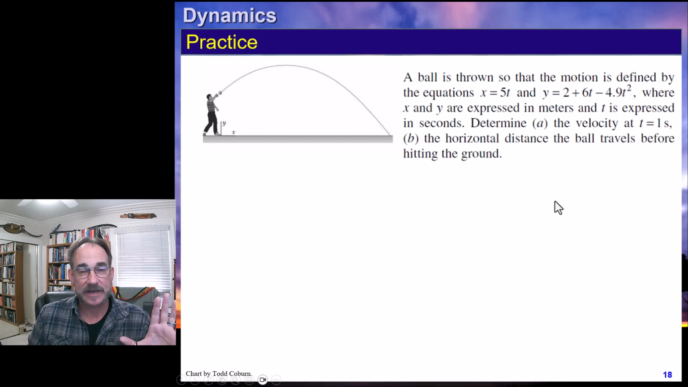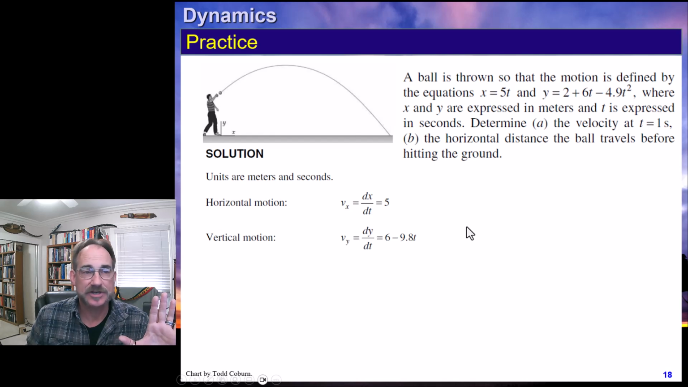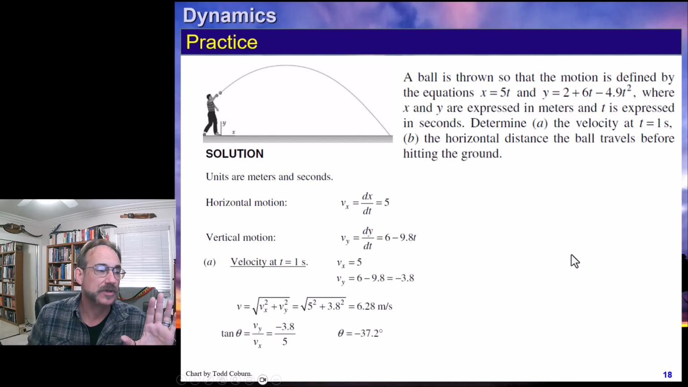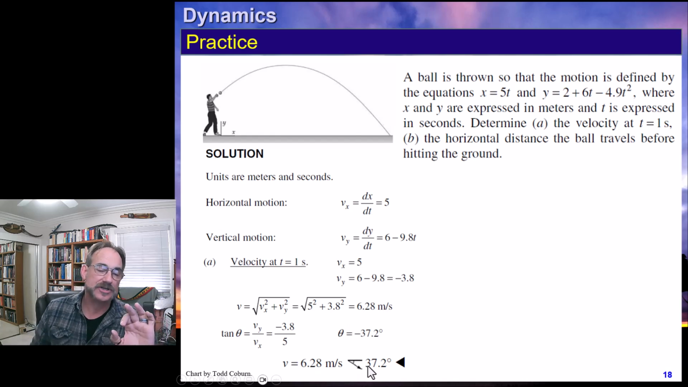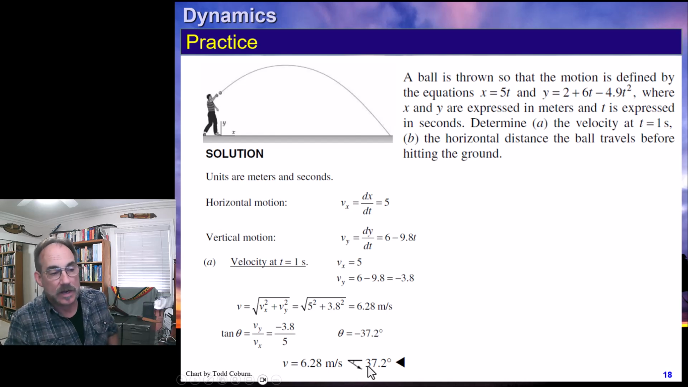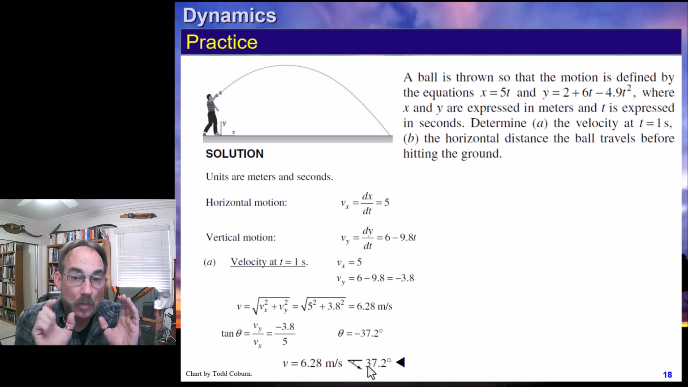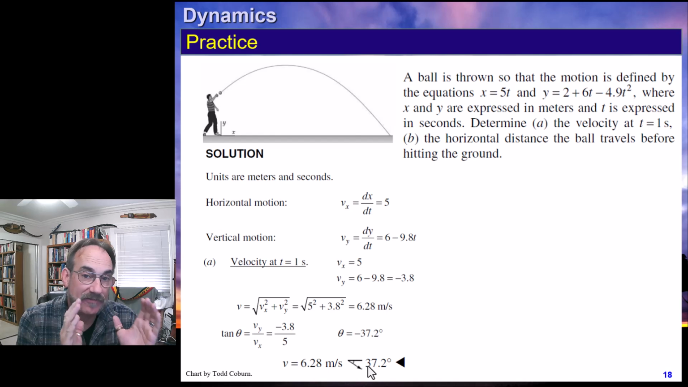Since we're already given the equations of motion, we can just differentiate these puppies. Differentiate the first equation to get the horizontal velocity. Differentiate the second equation to get the vertical velocity. Then we can just put those together for the root mean squared value. Calculate the angle, and we now know what the velocity is and the angle. Now when we show our answer, we want to show magnitude with units, proper sig figs.